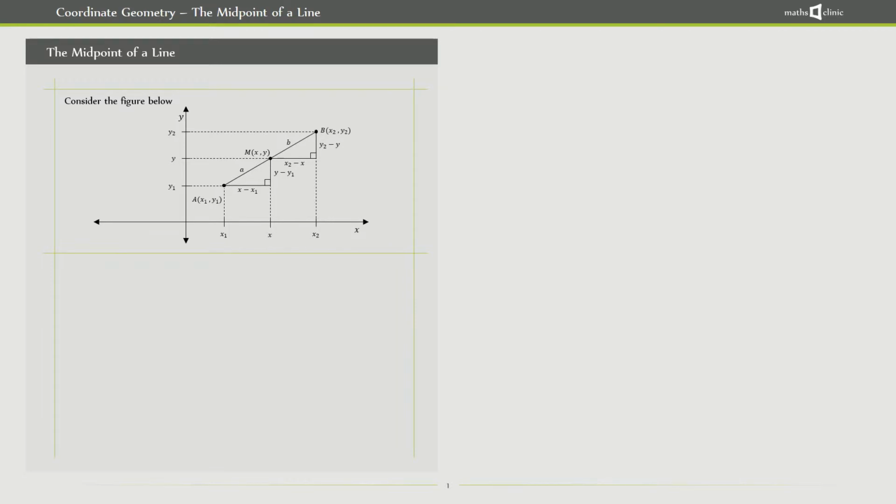Okay, that would imply that x minus x1 is twice the size of x2 minus x. It's an idea we draw from similar triangles because they're formed from the same line. If you have one part A as 2 times the length of B, it would imply that x minus x1 is twice the length x2 minus x. And similarly, y minus y1 would be twice the length y2 minus y.